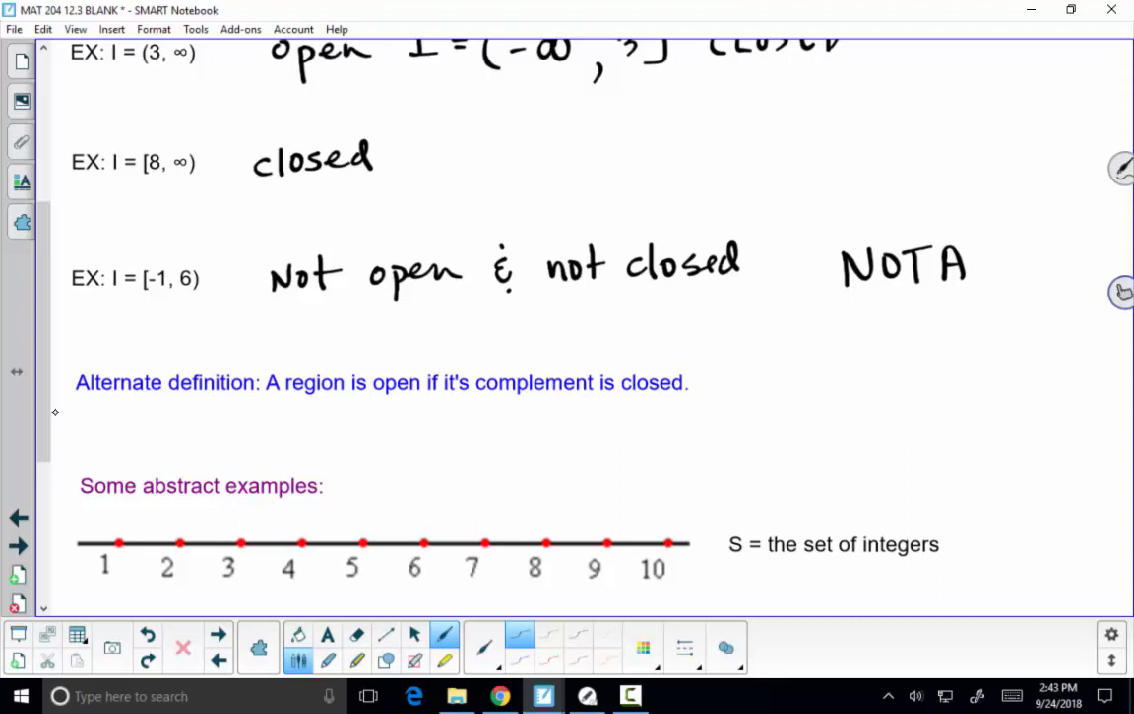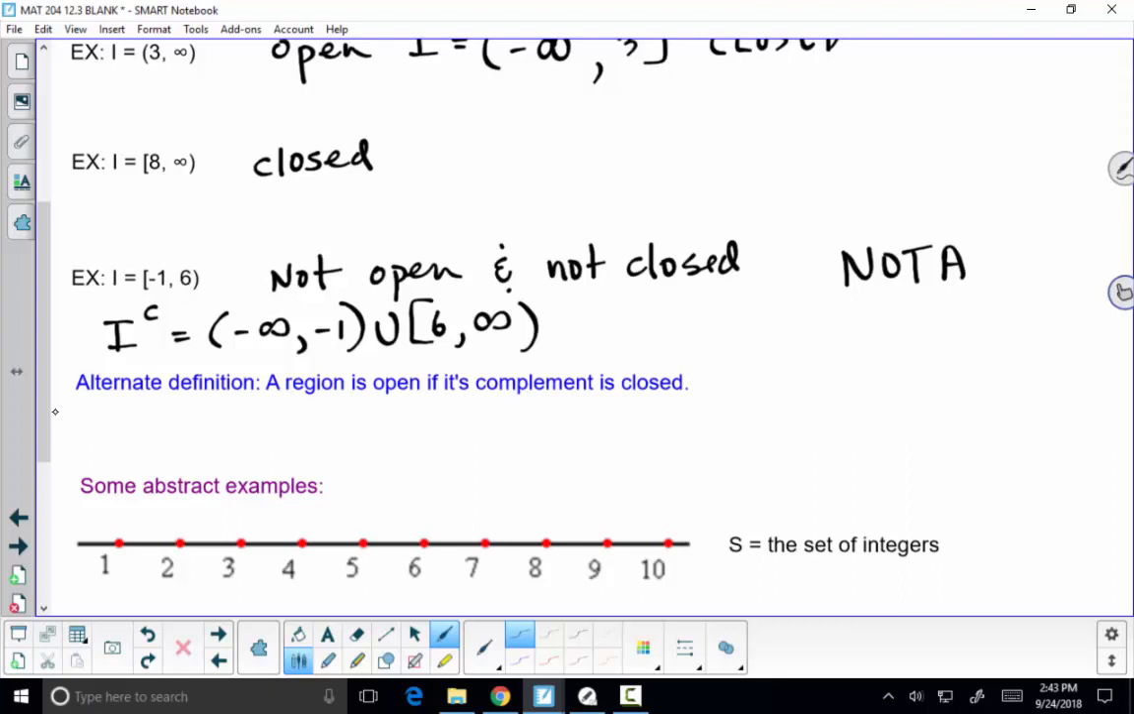What's the complement? I was looking at this negative infinity to 8, but not including 8. I see here the complement is going to be negative infinity to negative 1, excluding negative 1, union bracket 6 to infinity. And this is also not open or closed. This is NOTA also because that point right there is not included, so it's not closed. This point is a boundary point that is included, so it's not open.